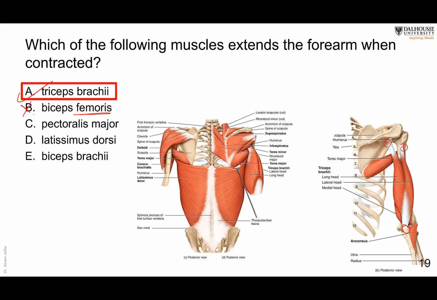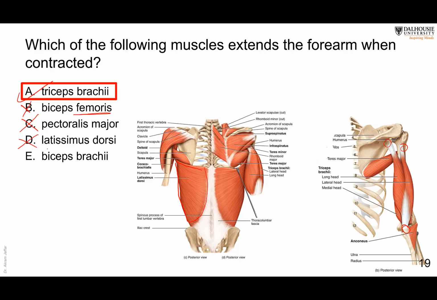Pectoralis major. Pectoralis major is located in the pectoral region, which is the anterior thoracic wall, and is attached to the humerus. It acts on the shoulder joint. It doesn't act on the forearm. It flexes the shoulder, it adducts and medially rotates. Latissimus dorsi, this is the wide muscle of the back. As you can see here, it tapers into a tendon that is attached to the humerus, and it acts on the shoulder joint again. It extends the shoulder, medially rotates the shoulder, and adducts the shoulder. It doesn't act on the forearm.